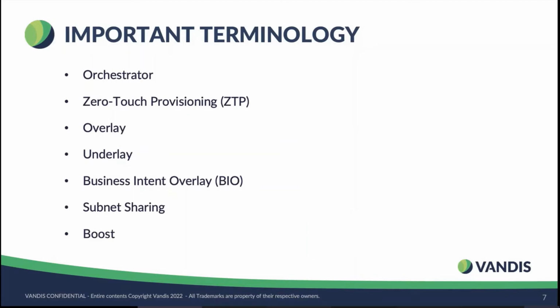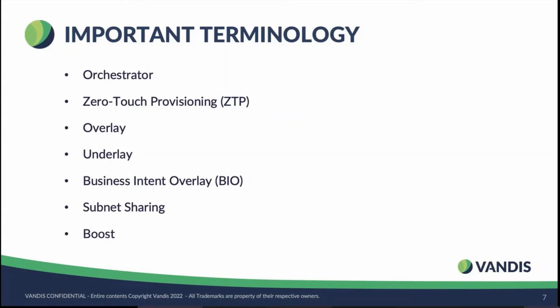So important terminology to dive into is the orchestrator. That's where everything actually happens. That's a single pane of glass that we're going to be using during this slideshow. The zero-touch provisioning, which I alluded to earlier, assists with rolling out devices with little to no interaction, have templates being pushed. The overlay, the actual molding of the traffic to ensure that you have the reliability there and identifying it. The underlay being your ISP. Your business intent overlay, which is the actual definition of what traffic falls where and how it should be handled.